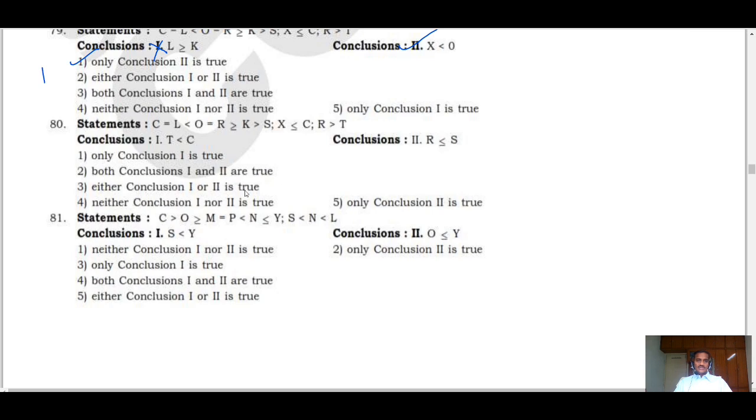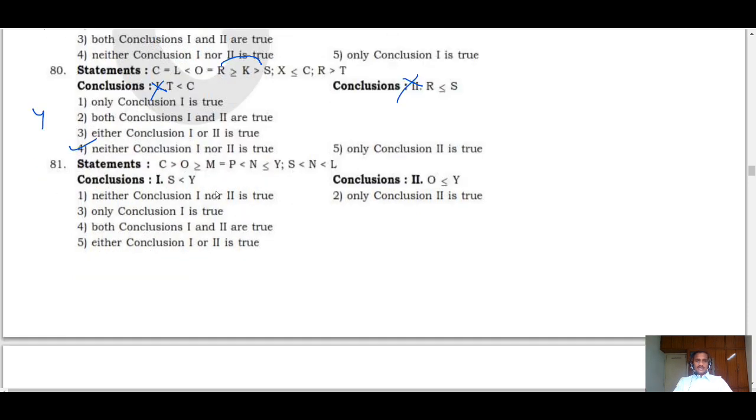Then coming to 80, now T and C. C is here and T is here. Which element is common? R is common. C lesser than R, R greater than T, two opposite symbols, no relation. Next one, R and S. R is here, S is here. Between these two, R greater than S is 2. Lesser than or equals to S is false. Hence neither 1 nor 2, choice 4 is the answer, 80.